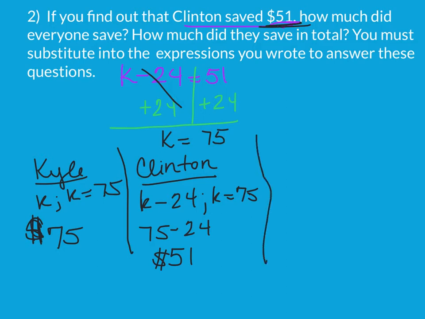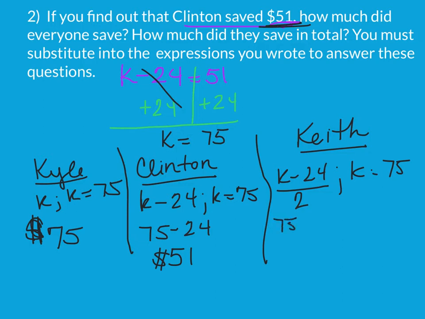So the next person we have is Keith. And I know that this looks funny for some of you, but you've got to make sure that you are writing them the correct way. So for Keith, he has the quantity of k minus 24. The reason I say it like that, even though it's not parentheses, is because you know that you need to do that first prior to splitting it in half. So we know that k is equal to 75. So we've got 75 minus 24 divided by 2.